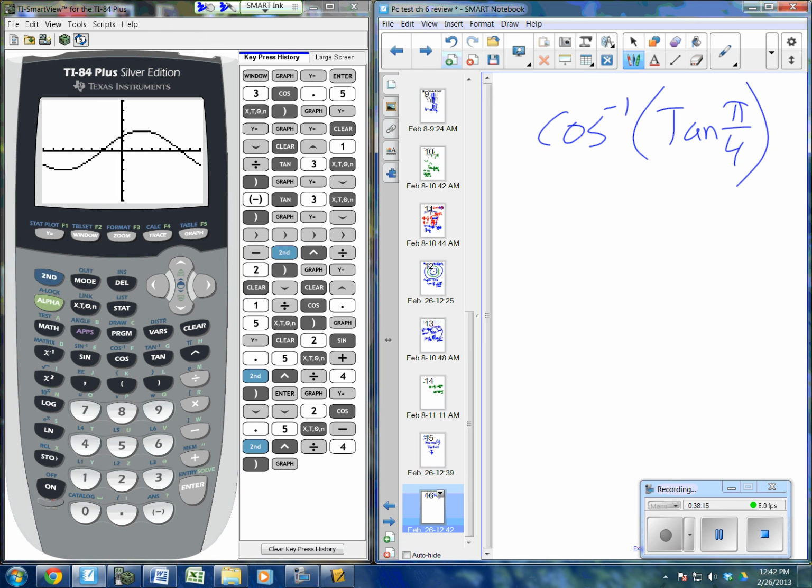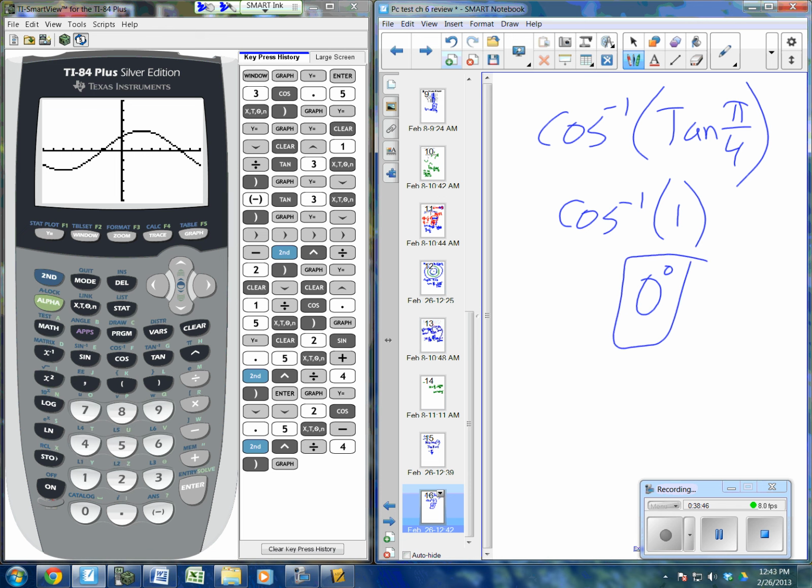First of all, you're going to start inside the parentheses. What's the tangent of pi over 4? Go to pi over 4. You can even look on your table. It's 1. So now it wants to know the cosine inverse of 1. And this is asking cosine of what angle is 1? 0 degrees. Because it's the x-coordinate. At 0 degrees, the x-coordinate's 1. So that's the answer. Got it?